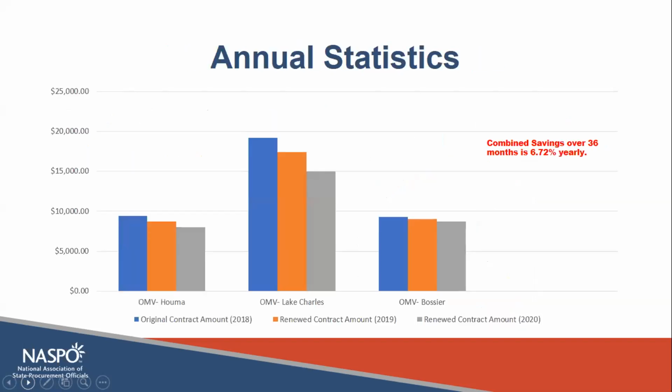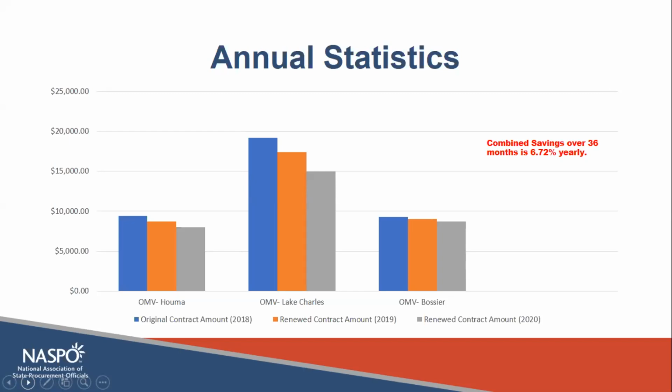So this is actually a graph that I show. I discussed that we save 6.72%, and these are actual savings that I put together. So this is the Office of Motor Vehicle in 3 locations. This is over 36-month contracts being renewed every year from 2018, 2019, and 2020. And as you can see, the discount we were asking every year, because Procurement IQ was actually showing a decrease every year.